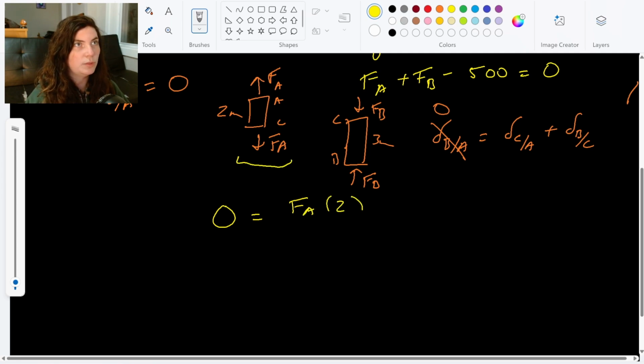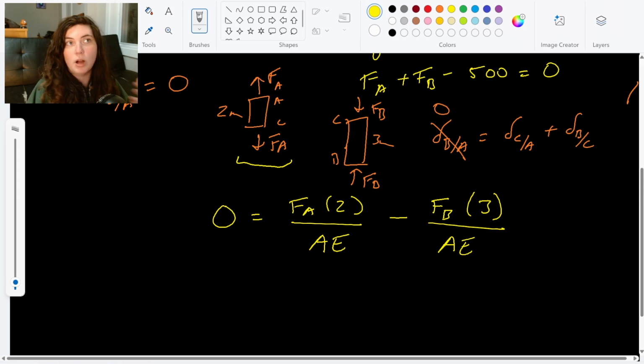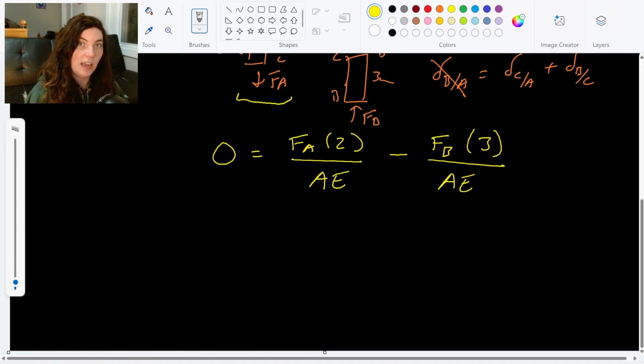FA times 2 meters over area times modulus of elasticity, minus, this is a minus because FB is in compression, right? FB is in compression, so that's a negative force times 3 over AE. So again, we weren't given area or modulus of elasticity, and we still don't need them because they cancel out. They're really not necessary for this calculation. It could be any material of any area that this relationship holds true, or specifically for this geometry, I should say.